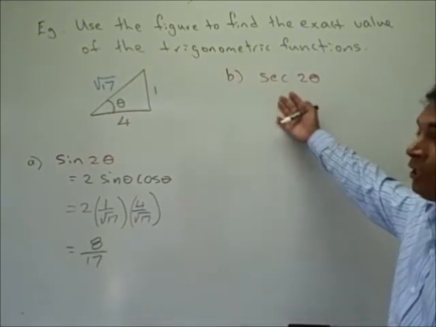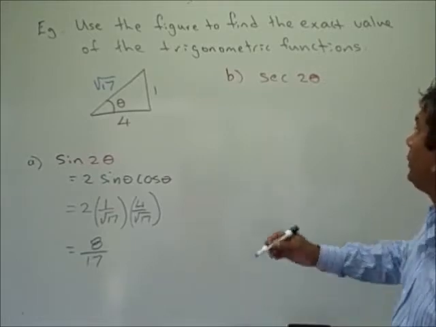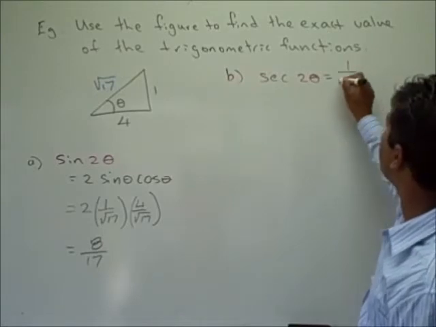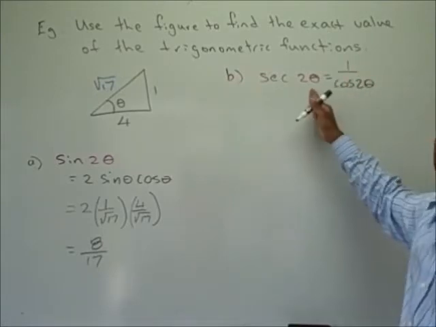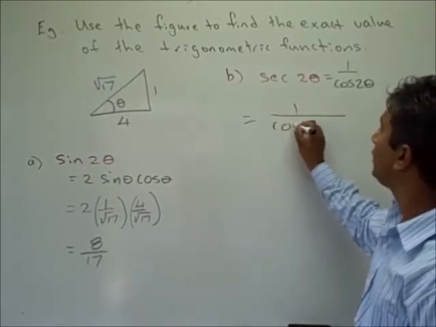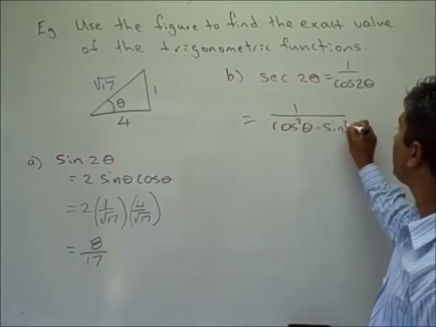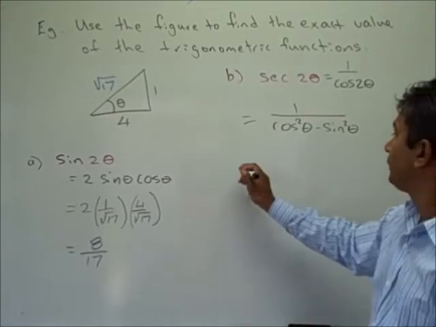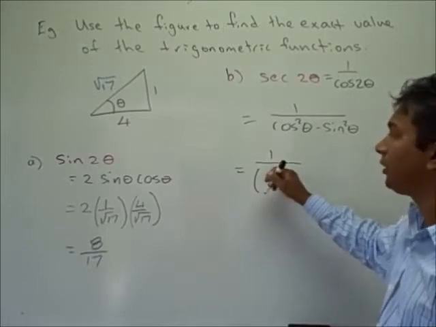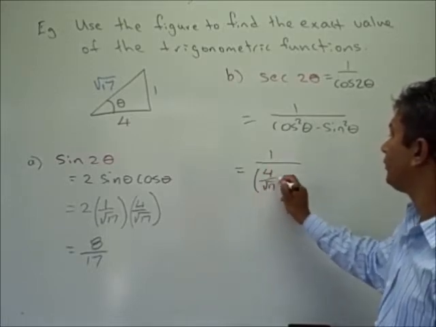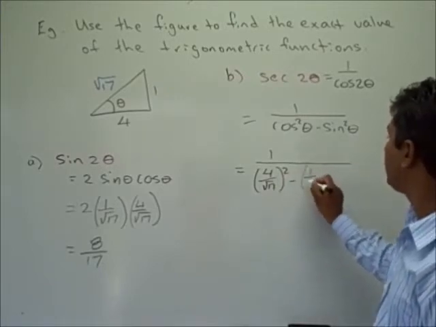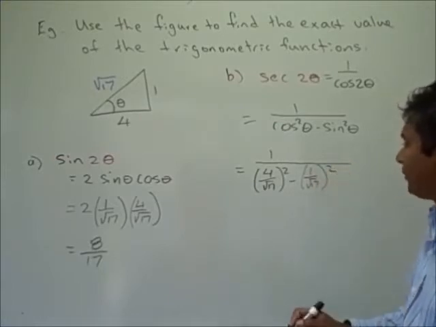To find the value of secant of 2 theta, we can use the reciprocal identity. We know secant theta is equal to 1 over cosine theta. So this becomes 1 over cosine 2 theta, since we have 2 theta here. We know cosine of 2 theta is cosine squared theta minus sine squared theta from our double angle formula. Now we can substitute for cosine theta and sine theta. So this is 1 over cosine, which is 4 over the square root of 17 squared, minus sine, which is 1 over the square root of 17 all squared.